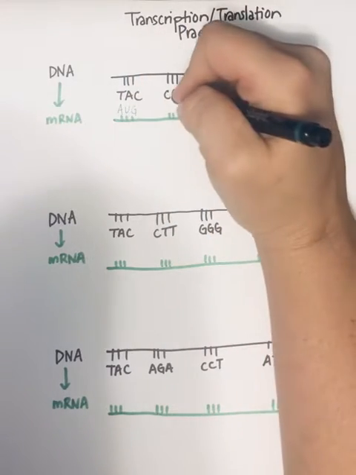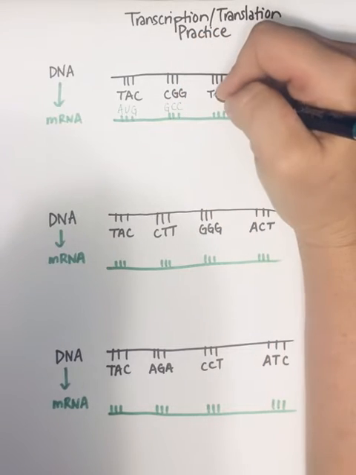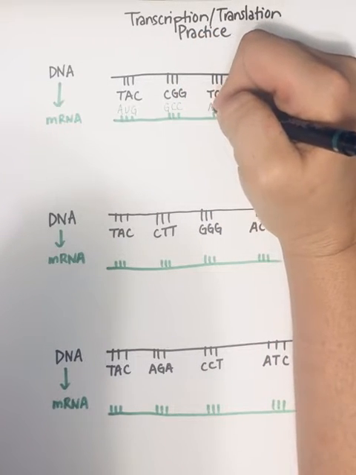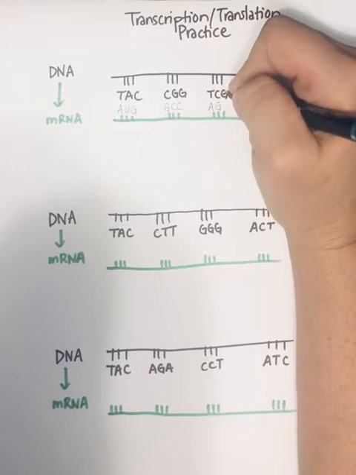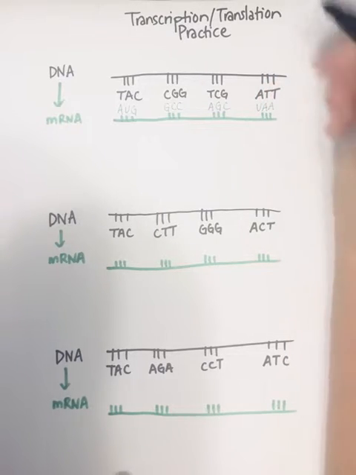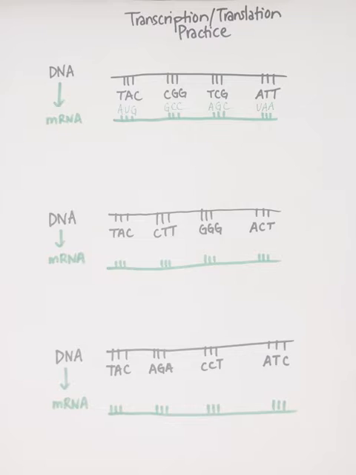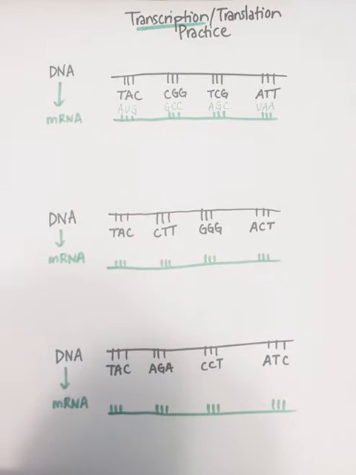AUG. The next one, GCC. The next one, AGC. The opposite of A is UAA. So that would represent transcription. This is practice. Transcription is going from DNA to mRNA.